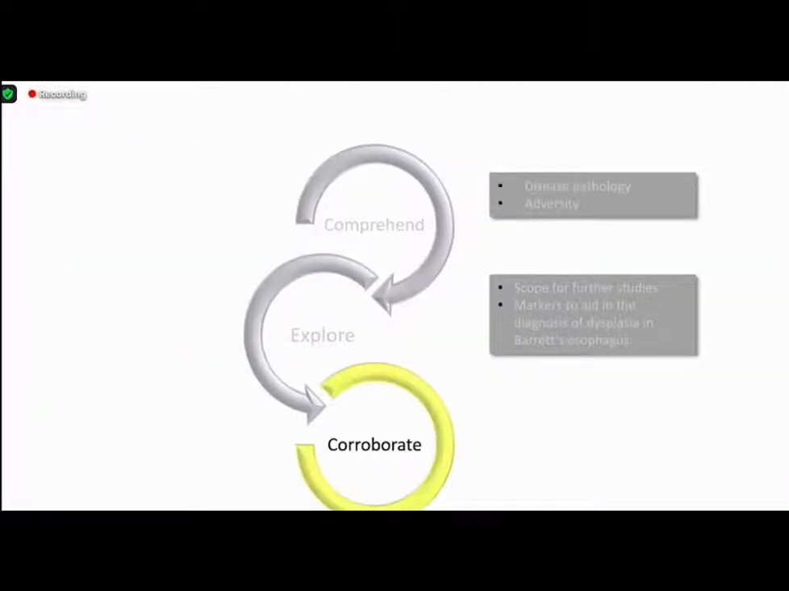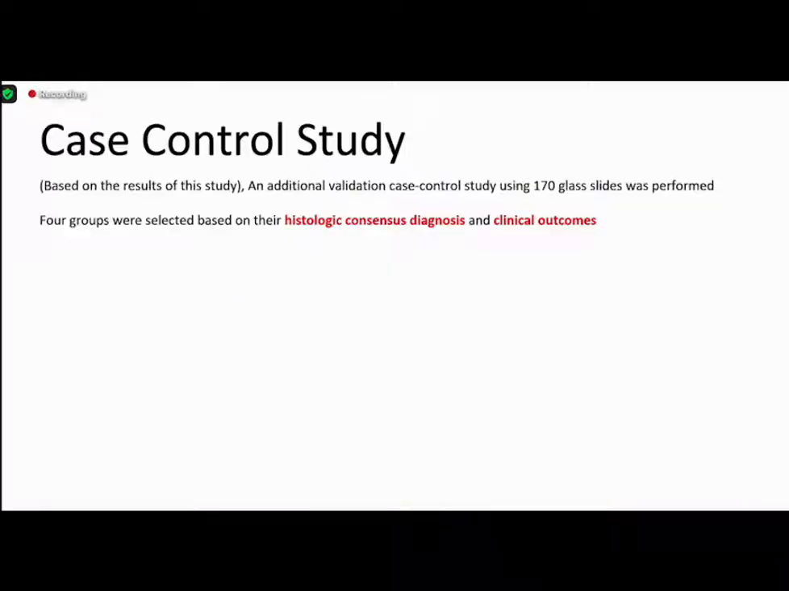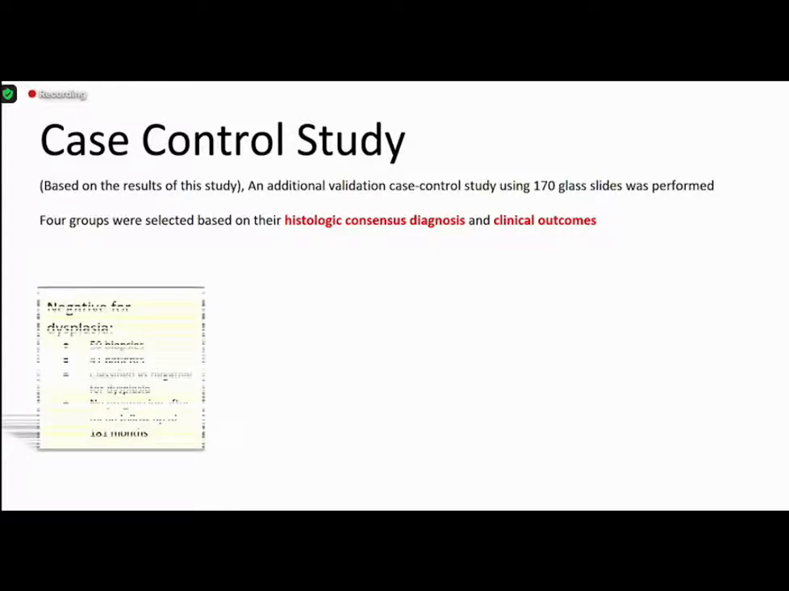This brings us to our last question: are these results reproducible on a much larger scale? Since Ki-67 was the marker that showed the most favorable results in our initial study, we followed this with a case control study using this marker. So for our case control study, we used 170 glass slides, and four groups were selected based on histologic consensus diagnosis and clinical outcomes. And in group one, we had cases which were diagnosed as negative for dysplasia.